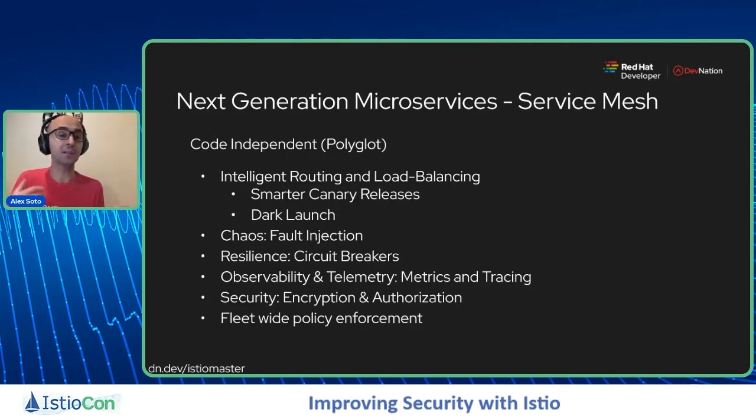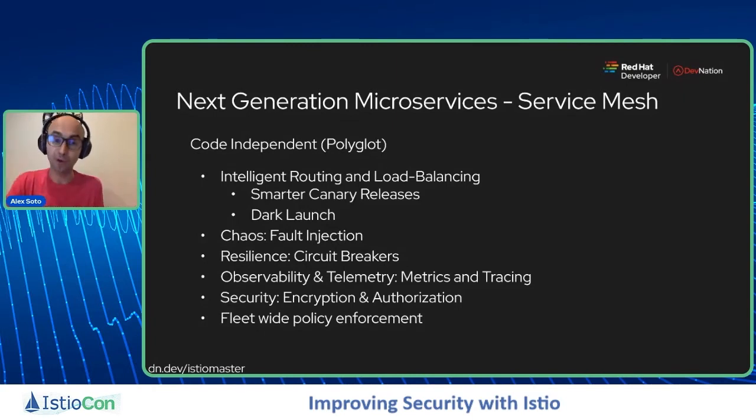You can start doing intelligent routing and load balancing, for example, canary releases or dark launches. You can implement chaos engineering by applying fault injection. You can apply resiliency, circuit breakers, bulkhead patterns, retries. All this stuff is also implemented inside Istio. Observability and telemetry, metrics and tracing, exactly the same thing.